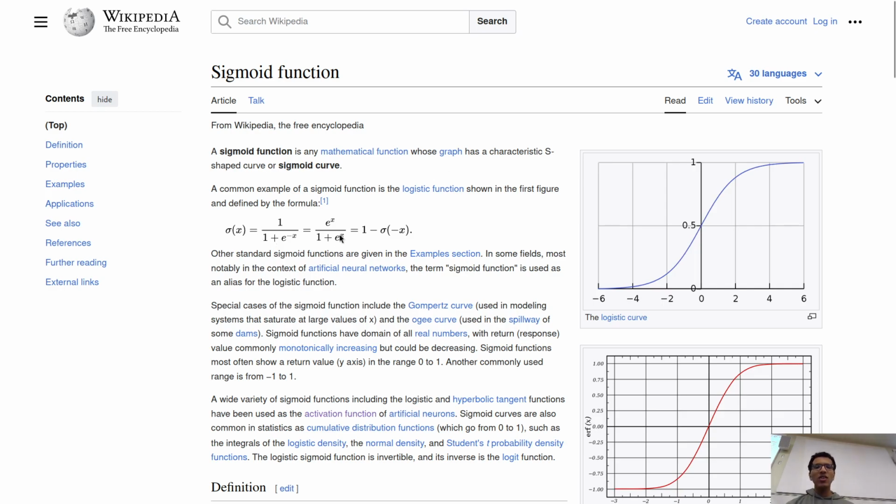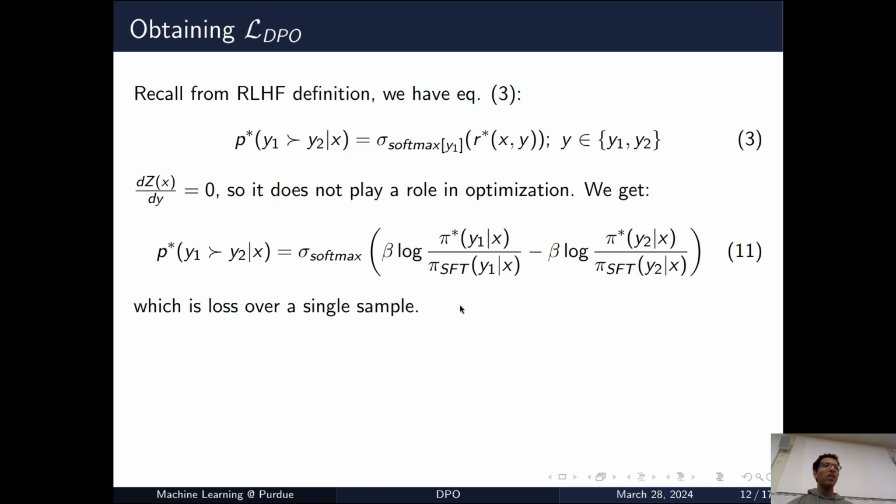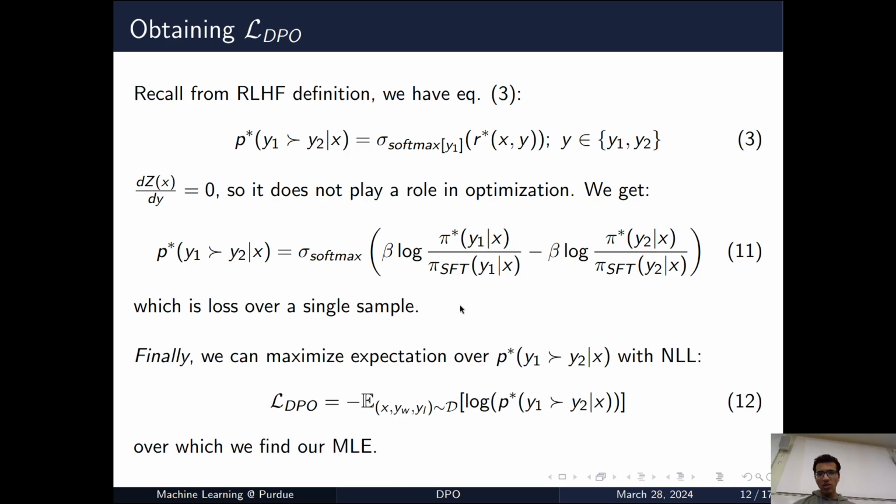This is the function of sigma. This is the reward. This is the sigmoid function. We're just literally plugging that in. That's it. So we have that, and that is the probability over the single sample, and we just maximize the expectation over the negative log likelihood. Negative log likelihood is a loss function. Then we get DPO, and that's our MLE.